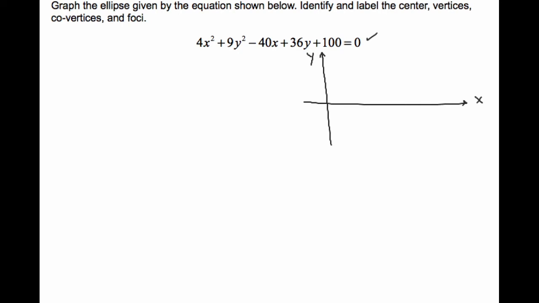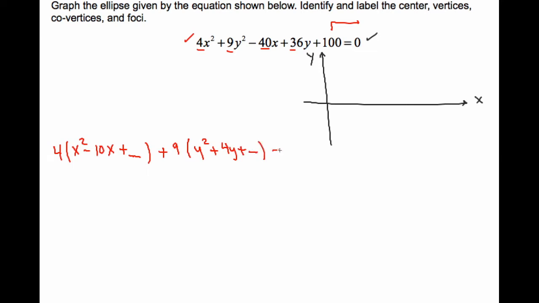Next, I'm going to put my equation in standard form. That means I'm going to group the terms with x, group the terms with y, and move my constant by subtracting 100 from both sides of the equation. Grouping the terms with x and factoring out the lead factor, I have 4 times x squared minus 10x, plus a blank, because I'm going to complete the square on this first trinomial. Similarly, I'll group the terms that contain y and factor out the leading 9. This gives me 9 times y squared plus 4y, and again, because I'm completing the square, I'll put plus a blank.